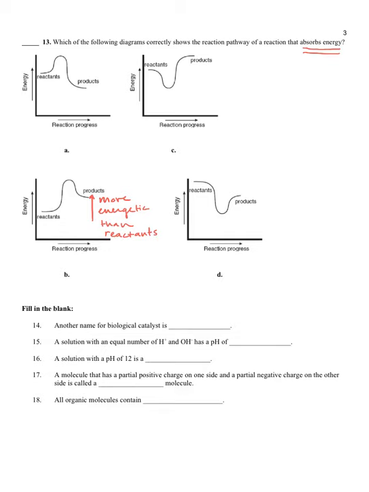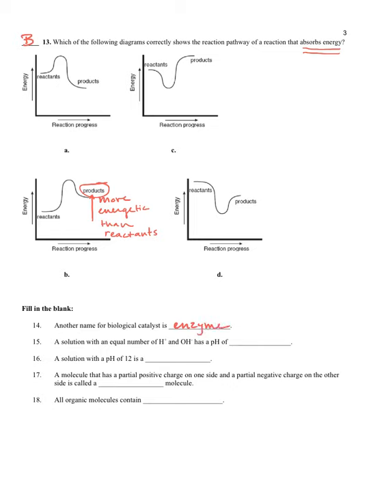Number 13 says, which of the following diagrams correctly shows the reaction pathway of a reaction that absorbs energy? The correct answer is B, and any reaction with energy absorbed means that the products are more energetic than the reactants. For the fill in the blank, another name for a biological catalyst is an enzyme.